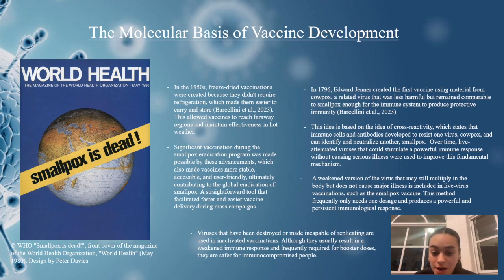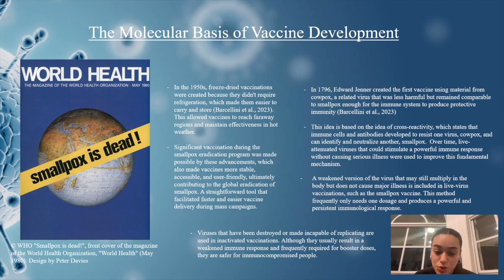Over time, live attenuated viruses that could stimulate a powerful immune response without causing serious illness were used to improve this fundamental mechanism. A weakened version of the virus that may still multiply in the body but does not cause major illness is included in live virus vaccination, such as the smallpox vaccine. This method frequently only needs one dosage and produces a powerful and persistent immunological response.